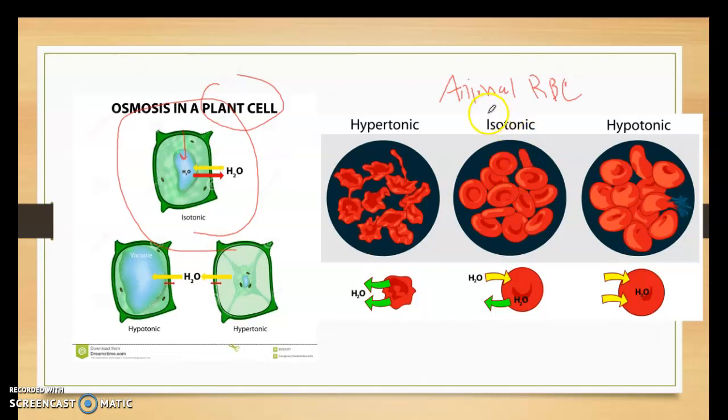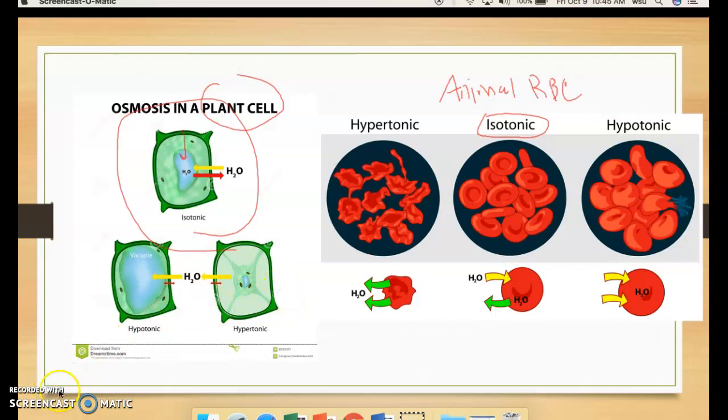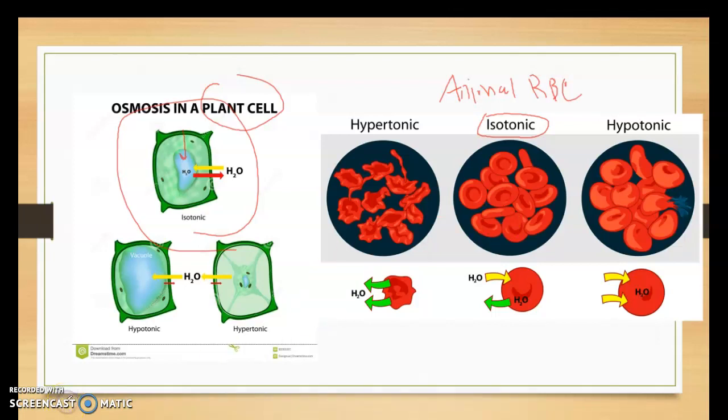Over here, if we're looking at isotonic of our red blood cells, these cells are biconcave, which means that they kind of have this ability to go inward, right? So this is kind of what the cell looks like. It's almost like that shape. So that's normal, equal waters in and out.